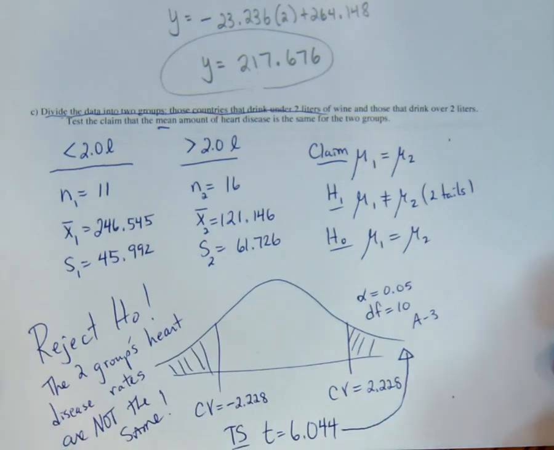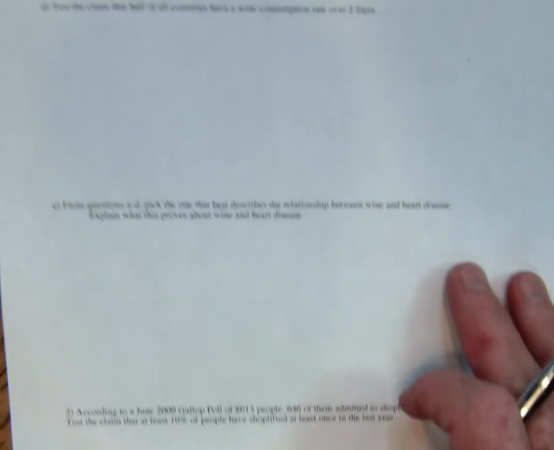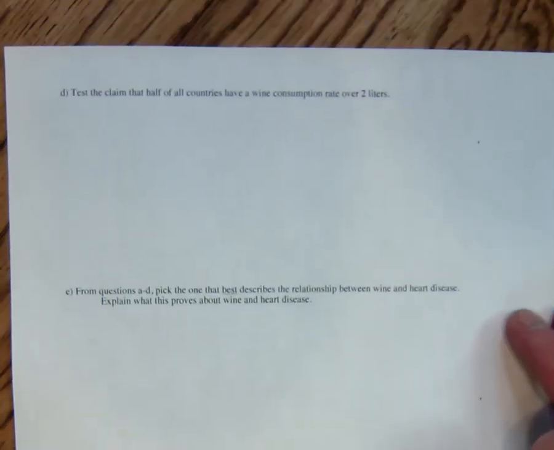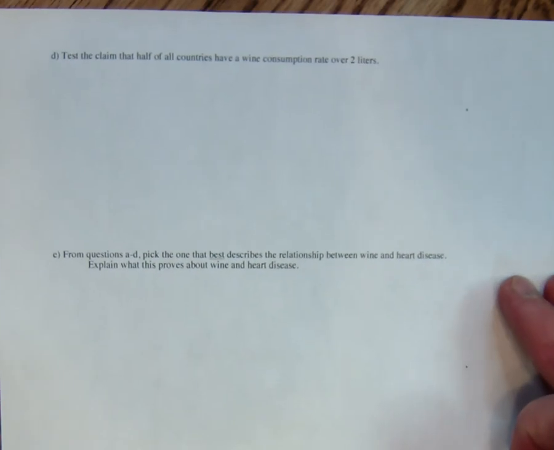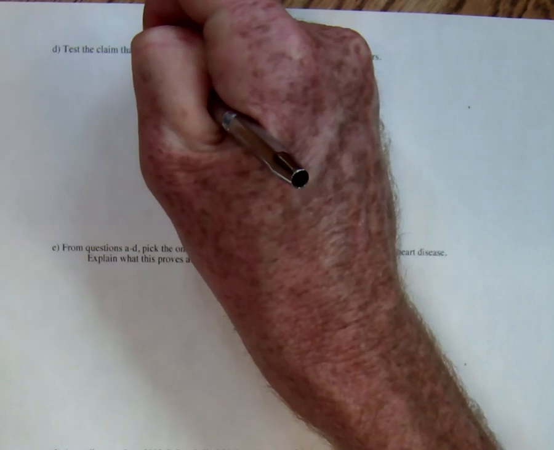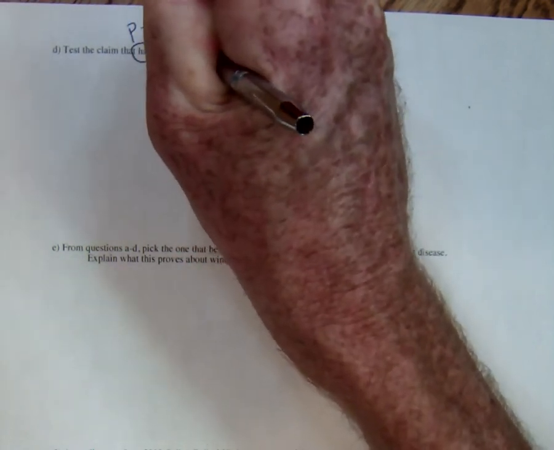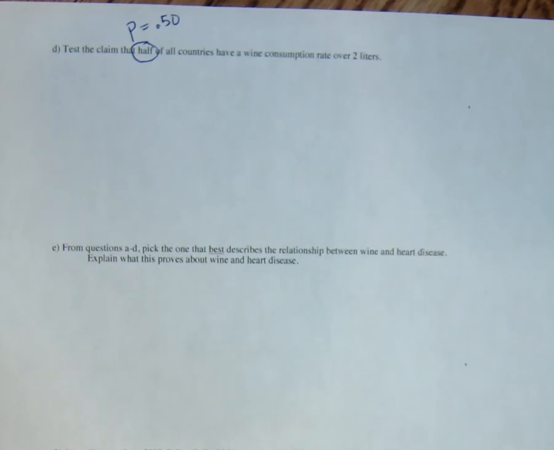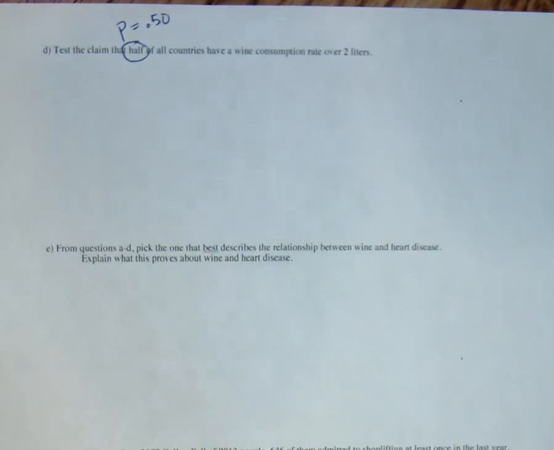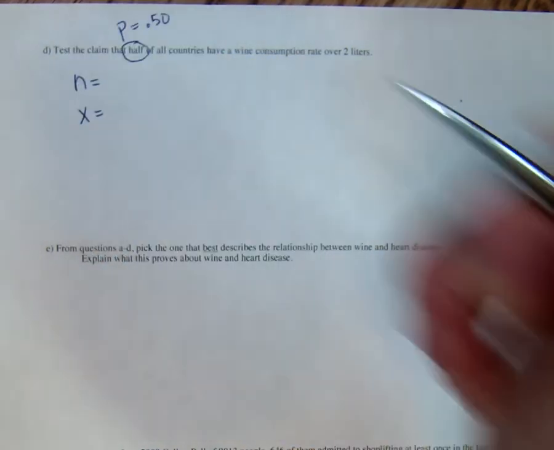All right, we're 1/3 done with the test. Next, again using the same data, test the claim that half. When it says test the claim, claims can be about a mean, a standard deviation, or a proportion. And this is talking about a proportion. This is saying that it's equal to half or 50%. Whenever it's about proportion, you need to know what's the sample size and how many successes are there.